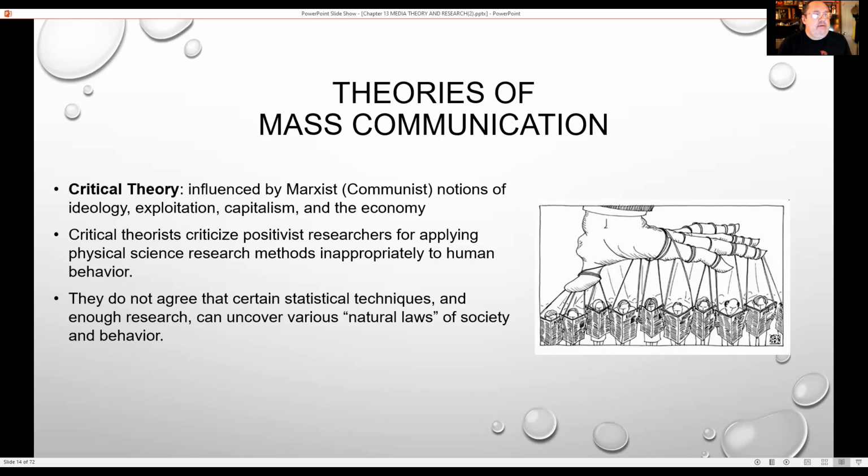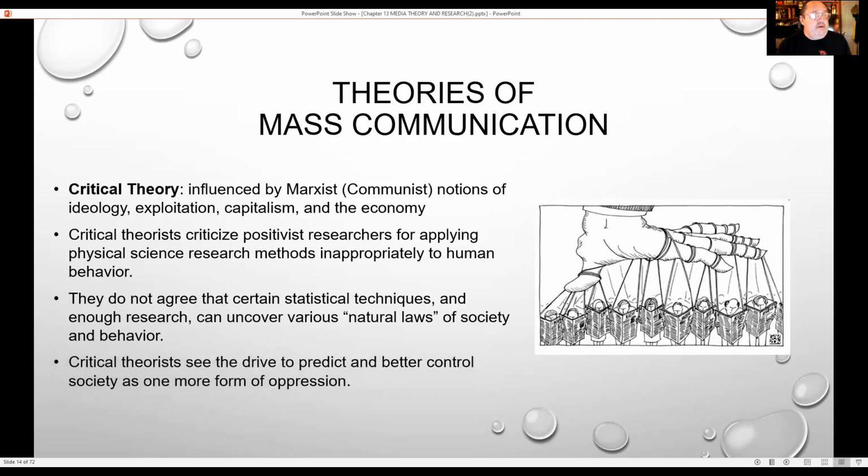So yeah, science is not perfect, but at the same time, you just can't conduct research without some rules and some science applied to it. These theorists, critical theorists, see the drive to predict and better control society as one more form of oppression. This is where Marx really used this. He says that when we study this scientifically, to try to predict and control society, we're going to use that information to oppress it.